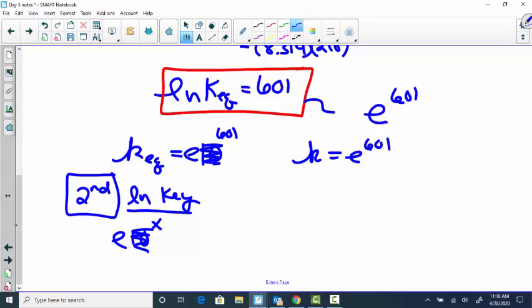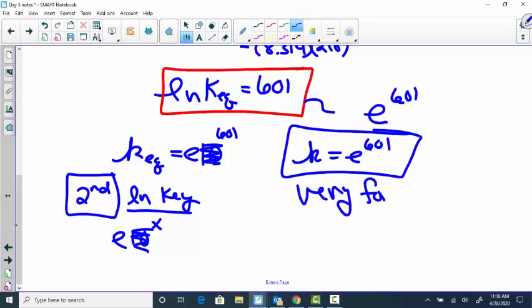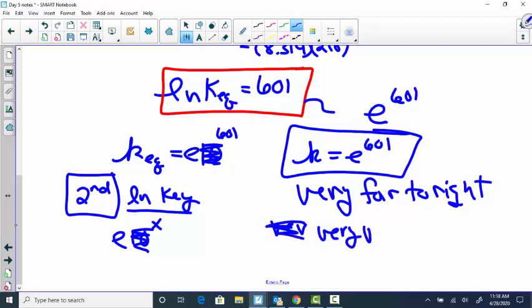So this is E to the 601, okay, is what KEQ is. And what I was about to say, this answer actually comes out undefined in your calculators, which means it's shifted very far to the right. And ultimately what that means for you and I is no matter what, our cars will rust, okay, because this is very product favored. In other words, iron really likes to rust according to this.